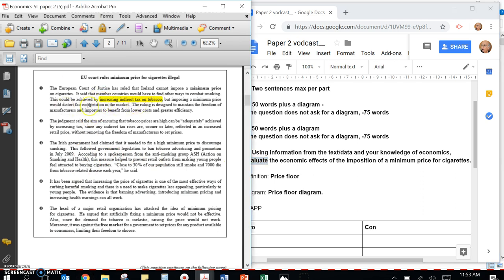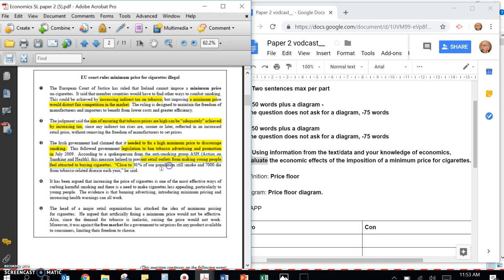Direct tax and tobacco. Minimum price would distort fair competition in the market. Aim of ensuring high tobacco prices can be done with a tax. We need a high price to discourage smoking. Learn how to highlight. What are you doing? There's already legislation to ban tobacco advertising and promotion. So that's a complementary policy. They can prevent retail outlets from making young people feel attracted to buying cigarettes.